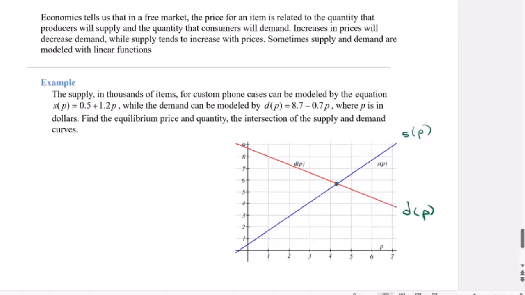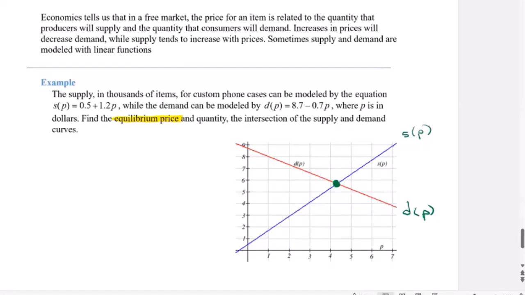Right here is where they intersect. That point of intersection is called the equilibrium price. Okay, and how will I find it? Well, we're going to have to estimate it a little bit on this. If we look at the graph, we would have to estimate it. But we do have the actual functions.